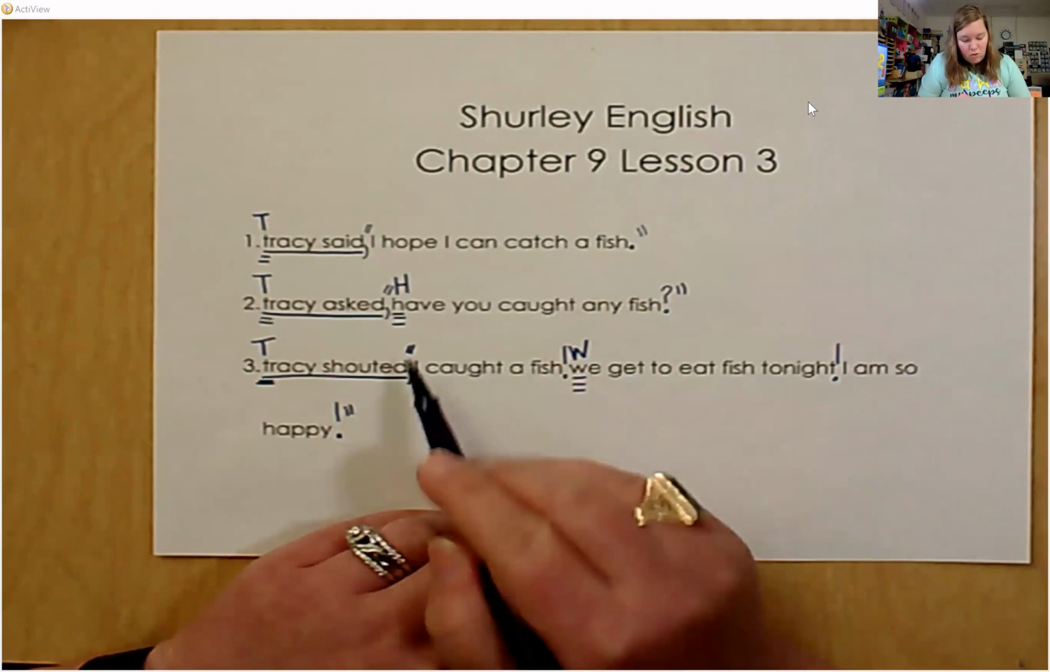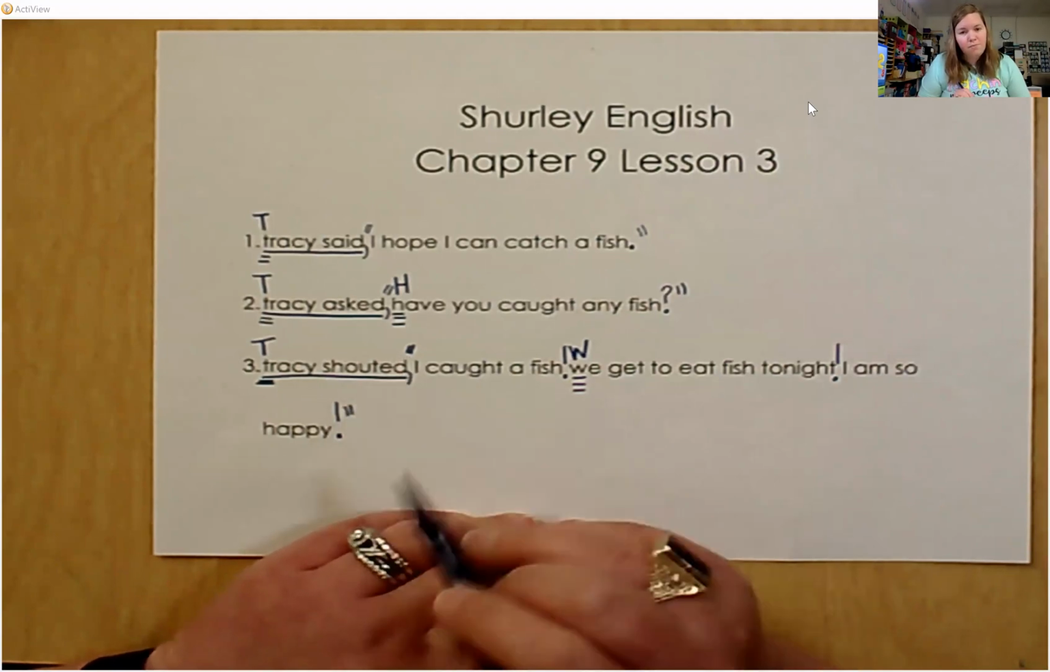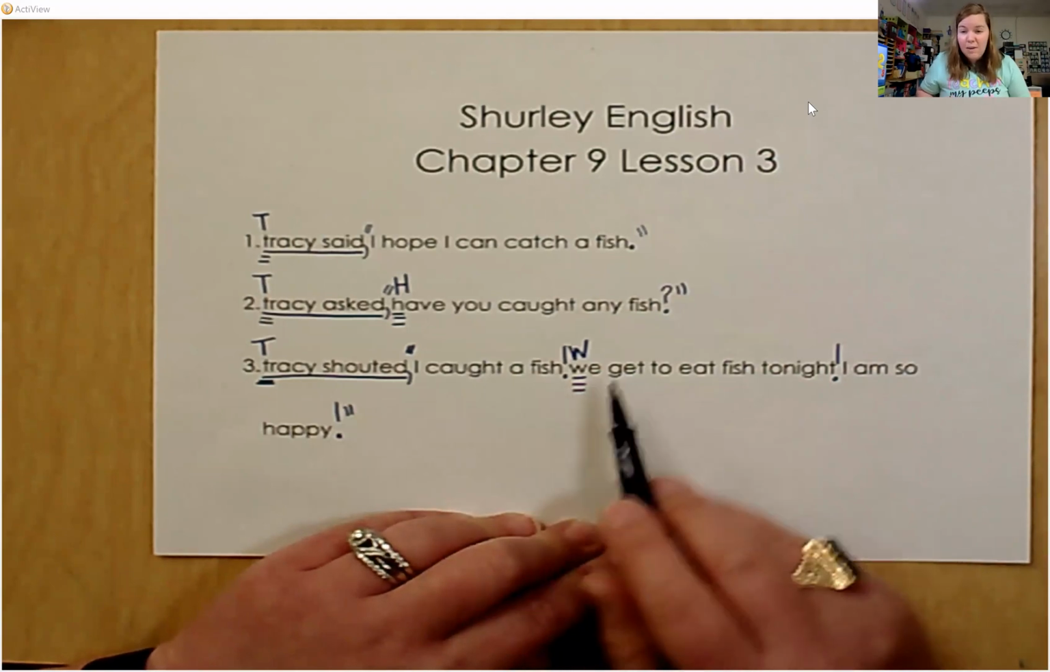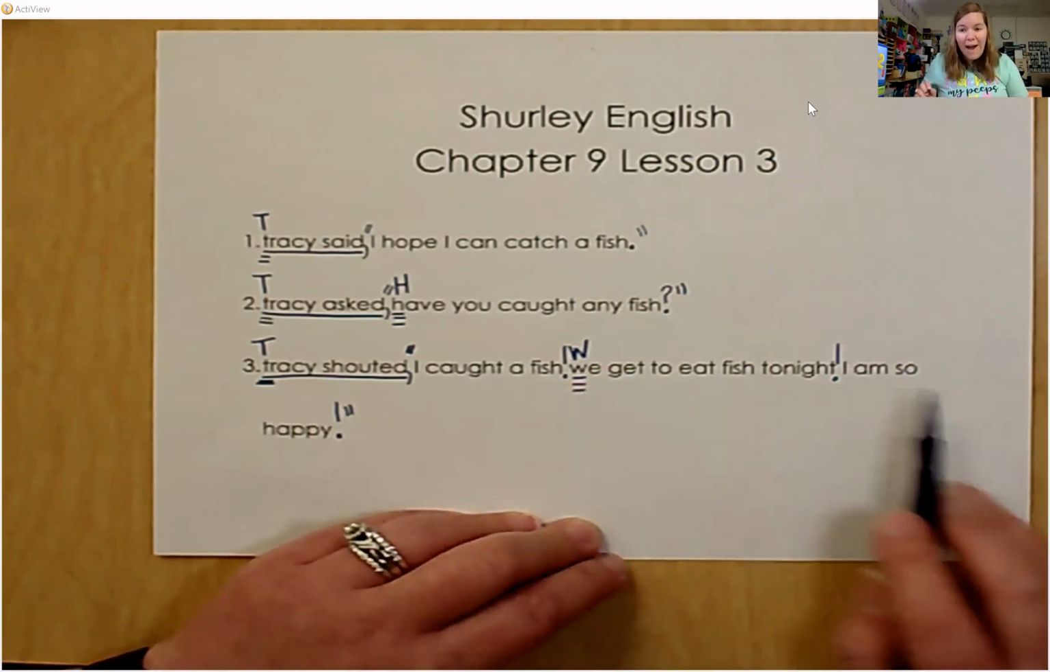So only 2 quotation marks. Tracy shouted, "I caught a fish! We get to eat fish tonight! I am so happy!"